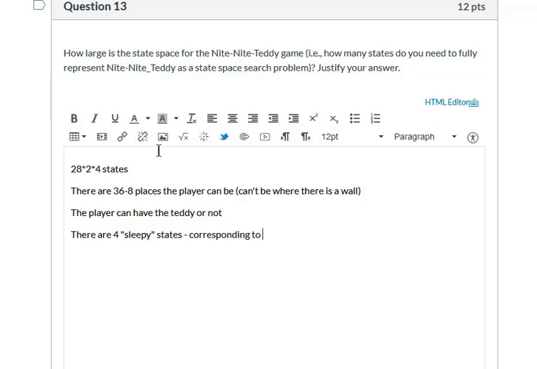corresponding to how many sets of stairs you still are able to take. 4, 3, 2. No, you can't take 4. You can only take the stairs 3 times, right?